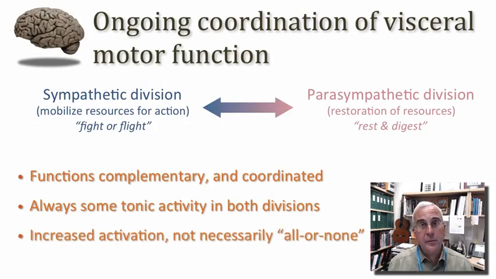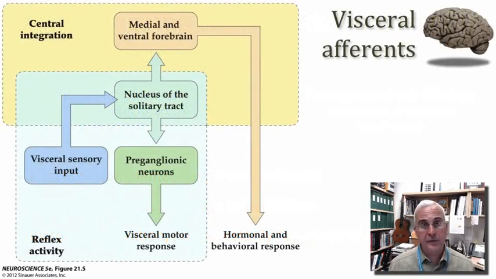And while it's possible to increase activation in a wholesale fashion across multiple visceral organs, that is not necessarily how these functions are coordinated. Rather, there can be local coordination of sympathetic and parasympathetic outflow that can serve to coordinate the activity of just one organ system without necessarily engaging the entire visceral effector system in an all or none fashion. Well, one important context in which this ongoing coordination of parasympathetic and sympathetic activity is played out at the organ-specific level reflects the operation of reflex activity.